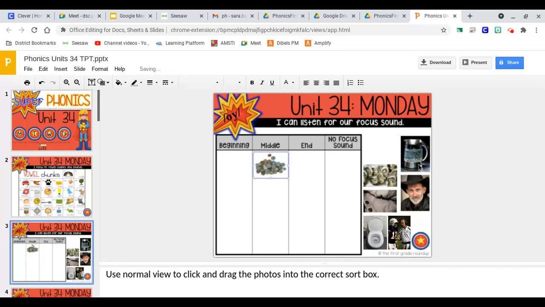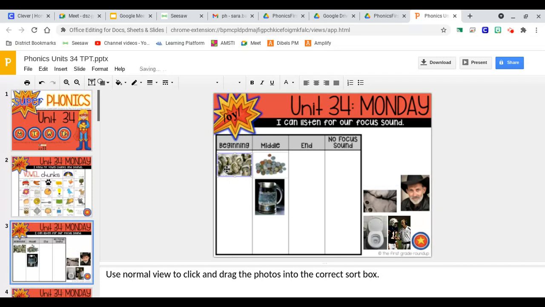The next word is boil. Boil. We're listening for the oi sound. So that again is in the middle, isn't it? Here's one. Oysters. Wow, oysters. Where do we hear oi? I hear it as the first sound, so it goes for the beginning. Very good.